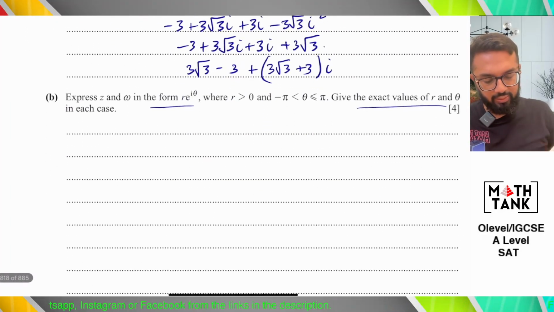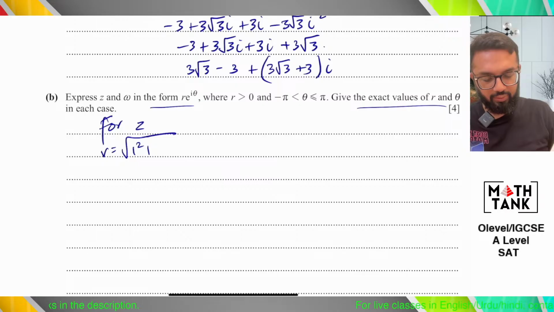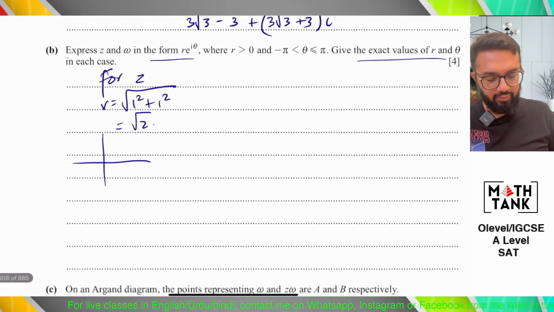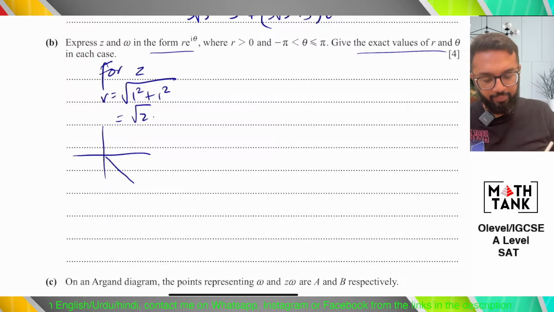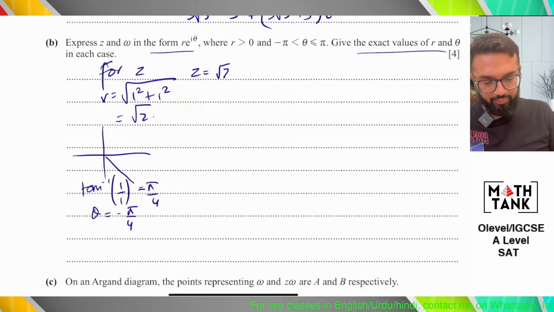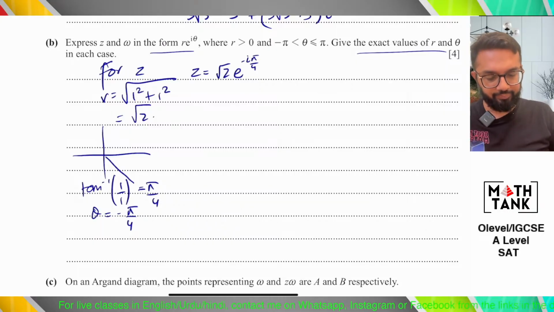So I need to find the modulus and argument. So for Z, r equals root of 1 squared plus 1 squared, which is root 2. I need to know what quadrant it is in. It's real positive, imaginary negative. So it's in this quadrant. Okay, tan inverse of 1 over 1 gives me pi over 4. But argument is negative because it's in the fourth quadrant. So Z can be written as root 2 e to the minus i pi over 4.